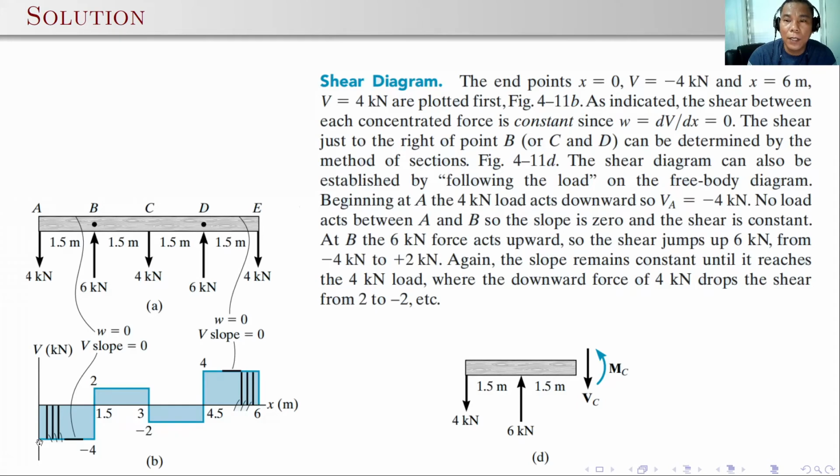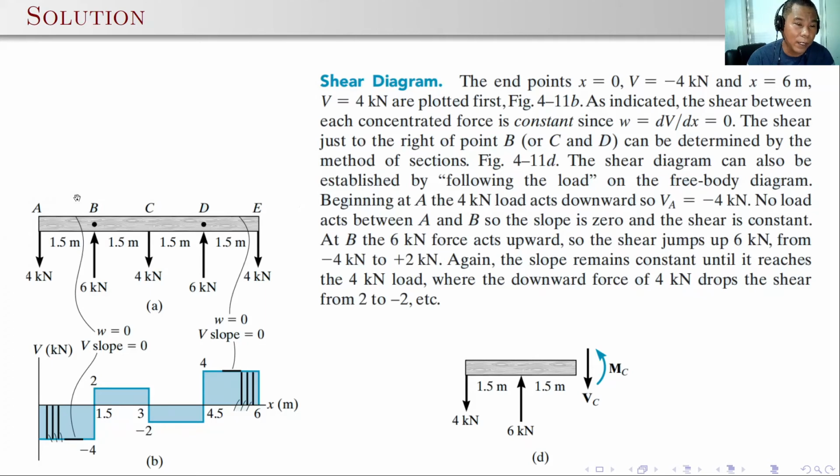Okay, so as indicated, the shear between concentrated forces is constant. Remember, there is no concentrated load or uniformly distributed load. So therefore, the W is equal to 0, or the change in shear is equal to 0. The shear just to the right of point B, or the reaction, C or D, of course, can be determined by the method of sections. You can just cut at every portion of the segment so that you will be able to determine the shear.